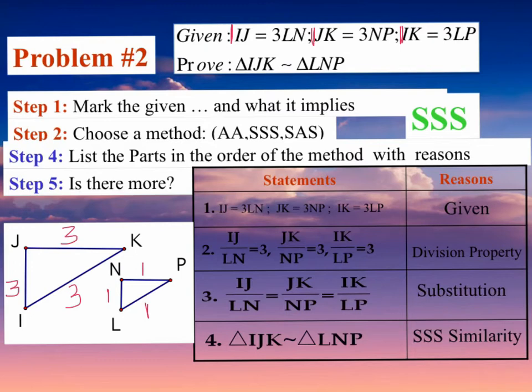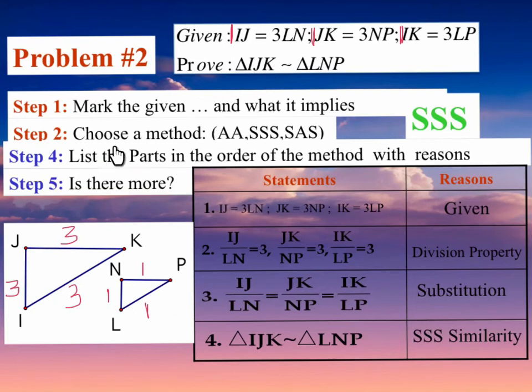Okay, I'll assume that you're ready to follow along with what I'm saying on this problem, and that you have everything written down in your notes. We're given that IJ is equal to 3LN, and JK is equal to 3NP, and IK is equal to 3LP. So we're going to mark the given and what it implies. What it implies is that the ratios are all going to be equal to each other. So if this side is 3, it's going to be over 1. This side is 3, it'll be proportional to the 1. And this side is proportional to this side by 3.